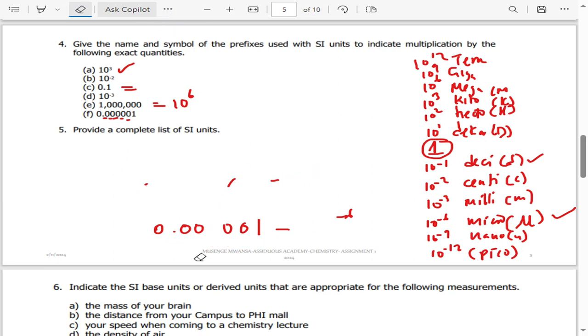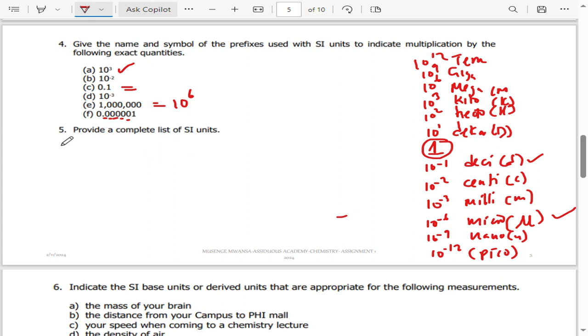And then the next one is saying, provide a complete list of SI units. Now, what are SI units? SI units are units which are widely accepted to be used. And there are 7 primary quantities that we need to know, and their SI units.